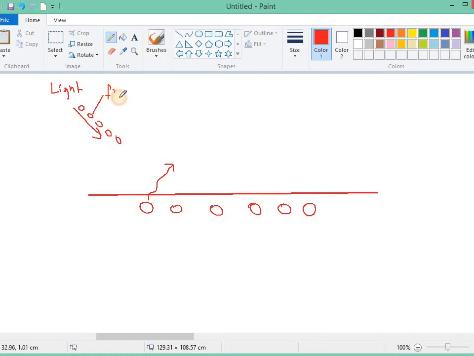Okay, in the form of photons. So the energy of the photon will be higher if the frequency of light is higher. For example, red light, the frequency is low. That means the energy of red light is low. Blue light has higher frequency, so the energy of a photon of blue light will be higher.